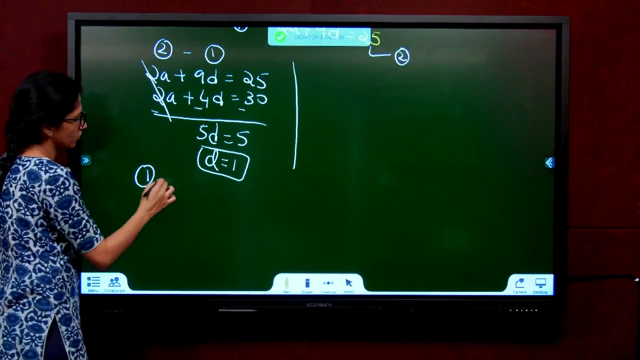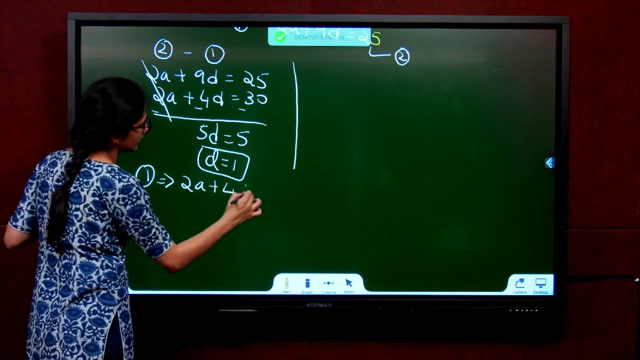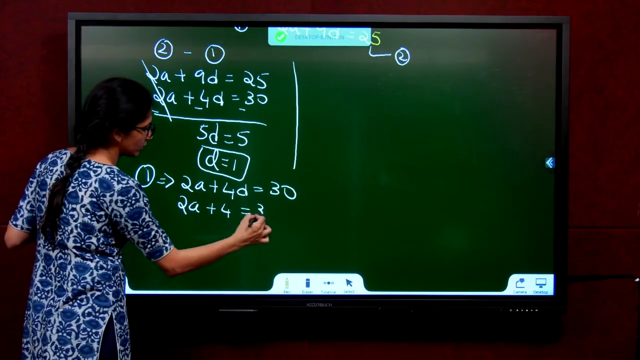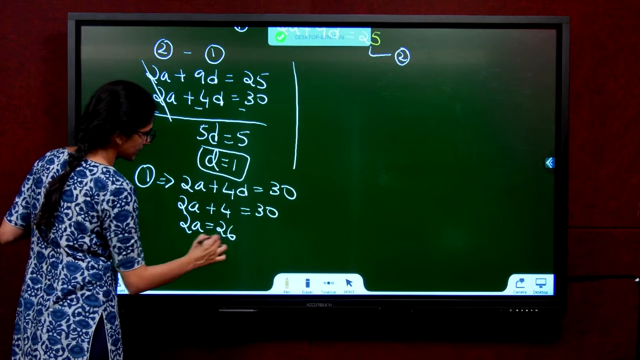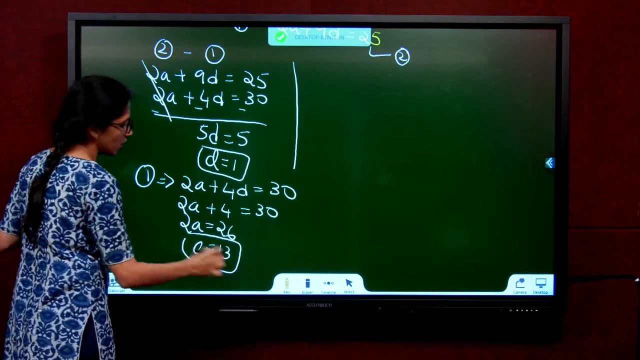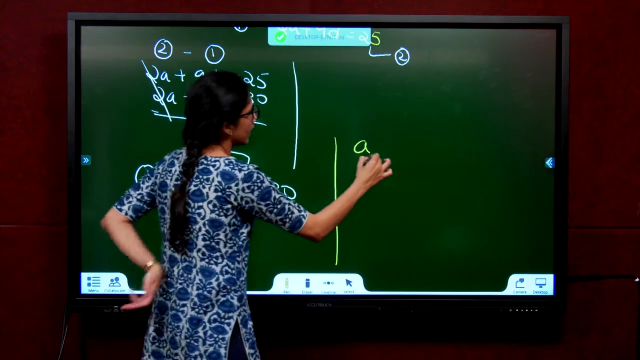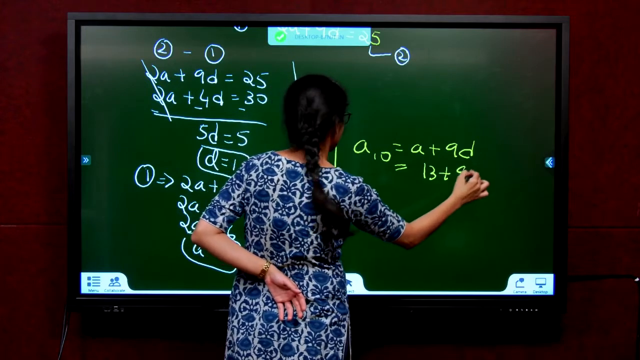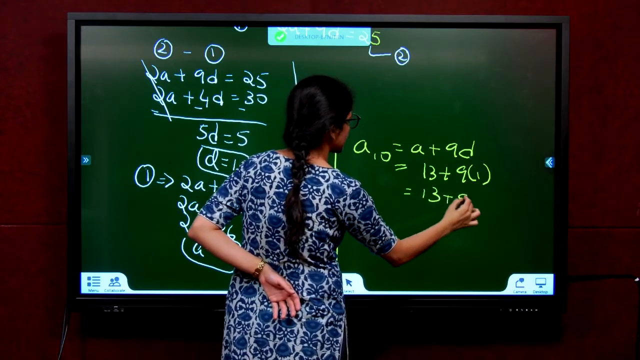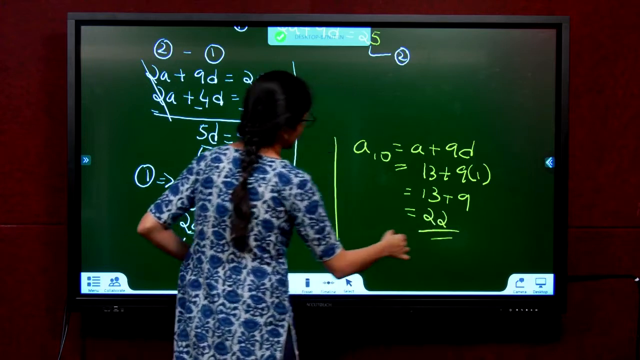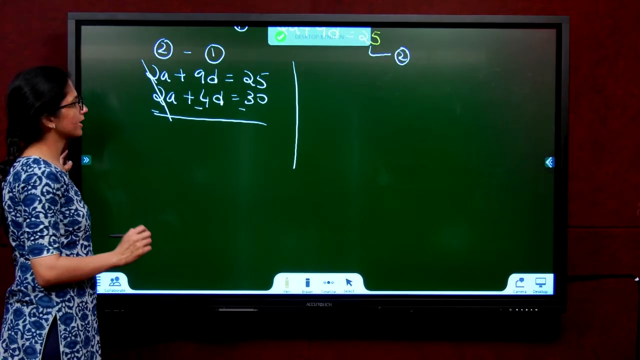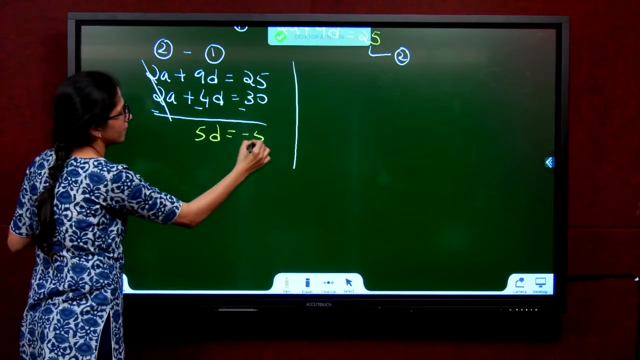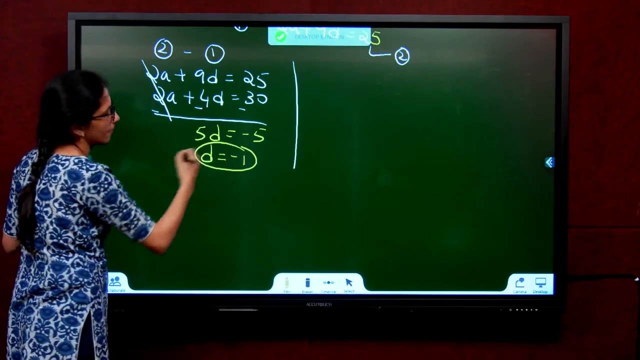So the first equation was 2A plus 9D is 25. Substitute the value of D there and see. 2A minus 9, I put D as minus 1, equals 25.